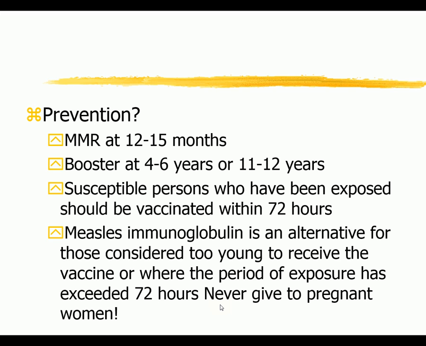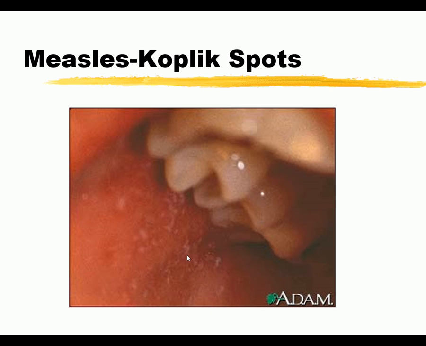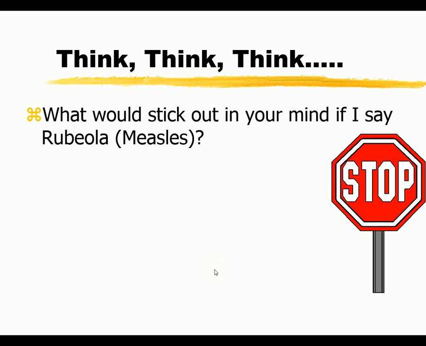Measles immune globulin is an alternate for those who are too young to get the vaccine, below 12 months, or who have exceeded the 72-hour period. Never give to pregnant women, of course. These are a good picture, again, of your Koplik spots that you can see before the fever breaks out. I mean, right during the febrile stage before the rash breaks out.